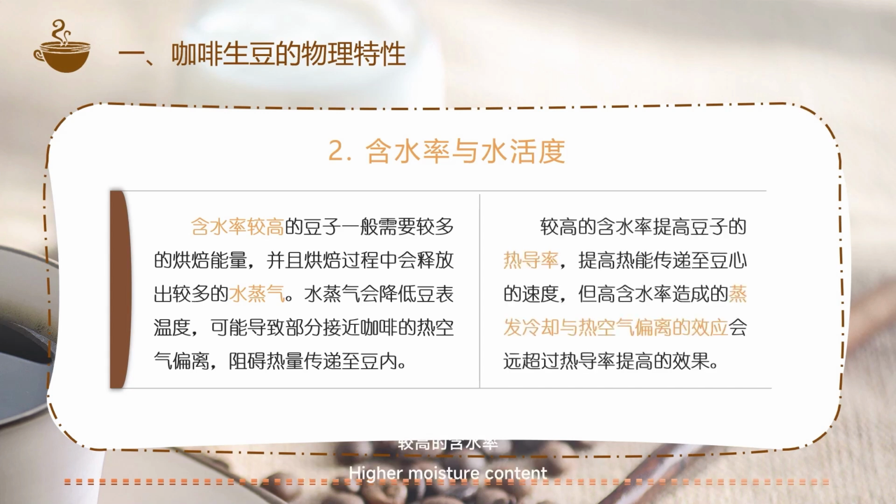Higher moisture content also increases the bean's thermal conductivity, thus speeding up heat transfer to the bean's core. However, the evaporative cooling effect and air deflection caused by high moisture far outweigh the benefit of increased thermal conductivity.